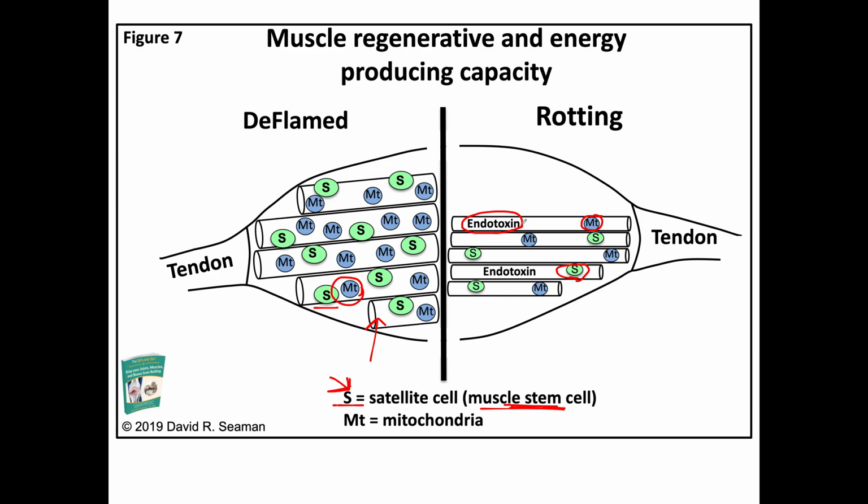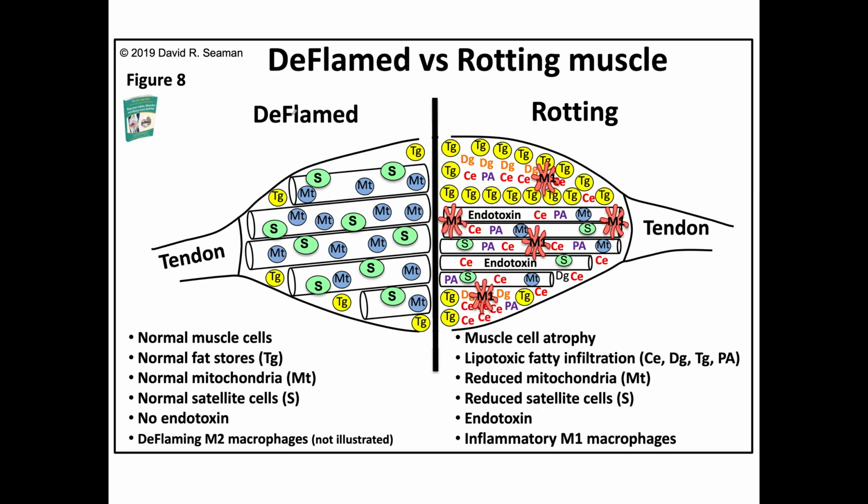So I put all these problems together into one big picture, and it shows you normal, deflamed, healthy on the left: normal muscle cells, normal fat stores and triglycerides, normal mitochondria, normal satellite cells, no endotoxin, deflaming macrophages. I didn't put in there, not enough room. I could have, I just didn't.